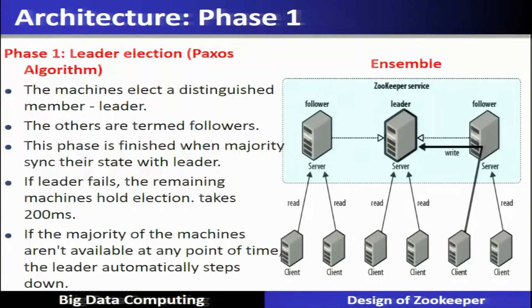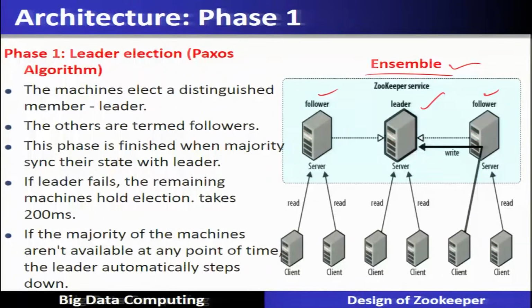So, phase 1 is about the leader election, which uses a Paxos-like algorithm called ZAB, the Zookeeper Atomic Broadcast. The machines will elect a distinguished member, which is called the leader, shown here as the Zookeeper service in phase 1, and the other servers are termed the followers in the ensemble of servers running the Zookeeper service.